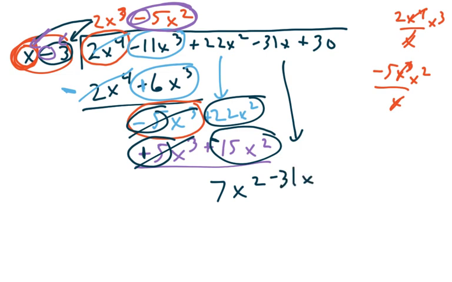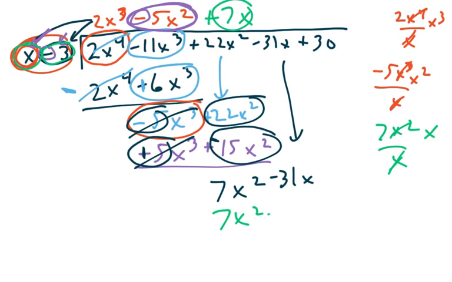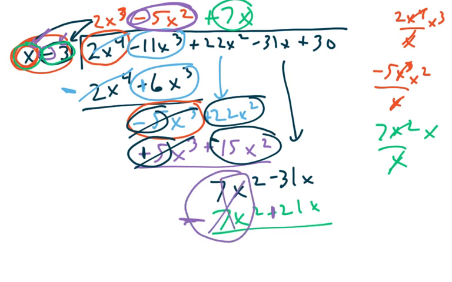And I hope you agree, I'm going to now do a plus 7x, because that times x is 7x^2. In other words, what's 7x^2 divided by x? Well, that's just 7x. And 7x times this minus 3 is minus 21x. When I minus, this minus 21 becomes a plus, right? And right here, I got 7 minus 7, 0. No more x squareds. Minus 31 and 21 is negative 10x.